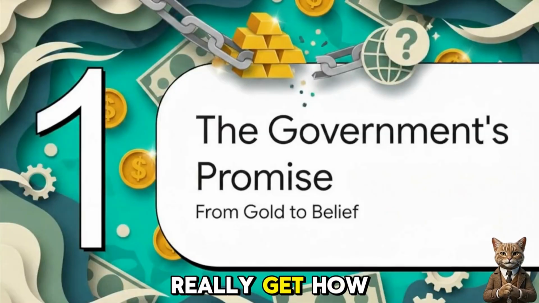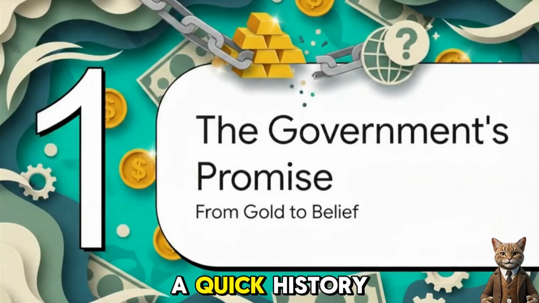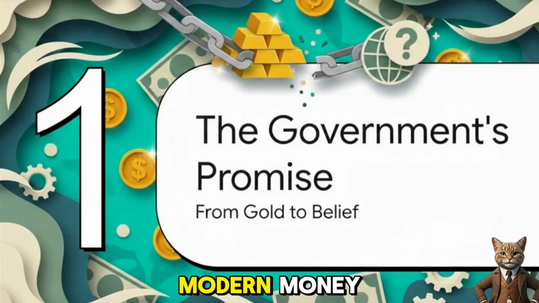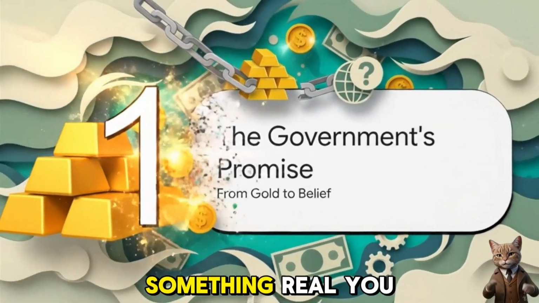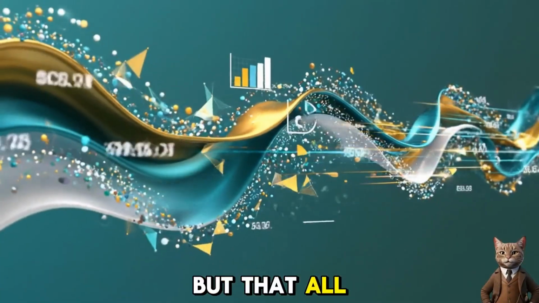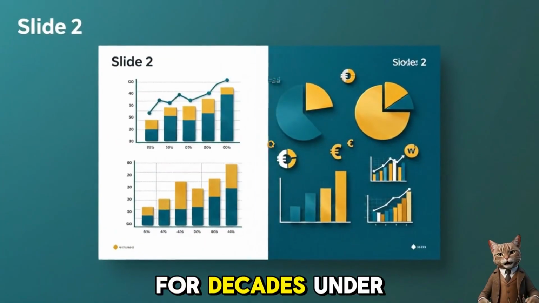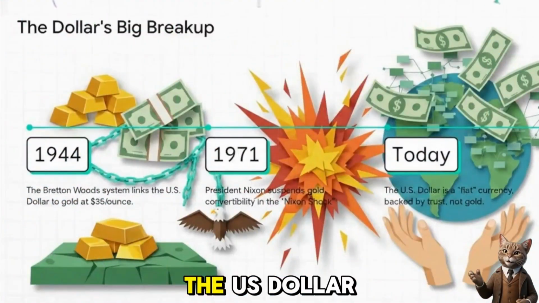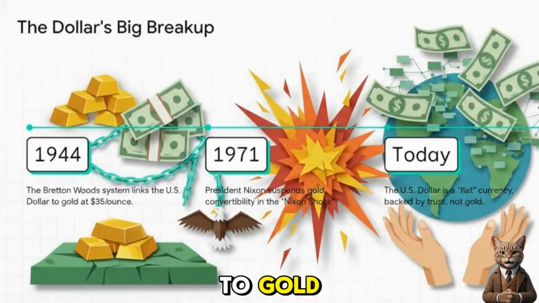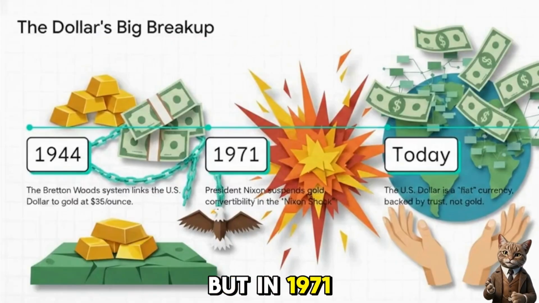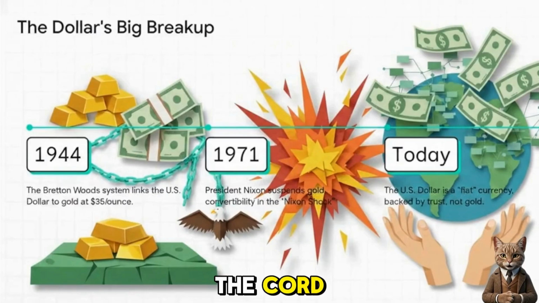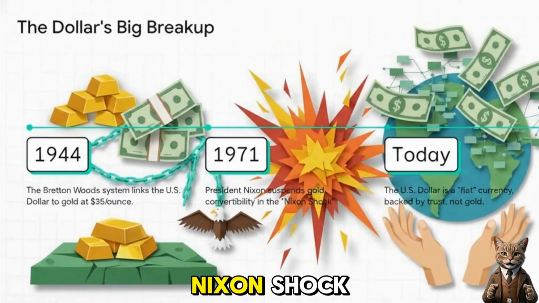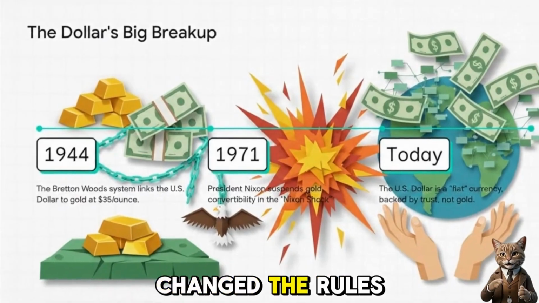Okay, so to really get how we ended up here, we need a quick history lesson. The whole story of our modern money really kicks off the day we broke up with gold. See, for a long, long time, the dollar had a physical anchor, something real you could trade it for. But that all changed. For decades, under a system called Bretton Woods, the US dollar was tied directly to gold. But in 1971, President Nixon gets on TV and just, snip, he cuts the cord. This was a huge deal. They called it the Nixon shock, and it completely changed the rules of the game.